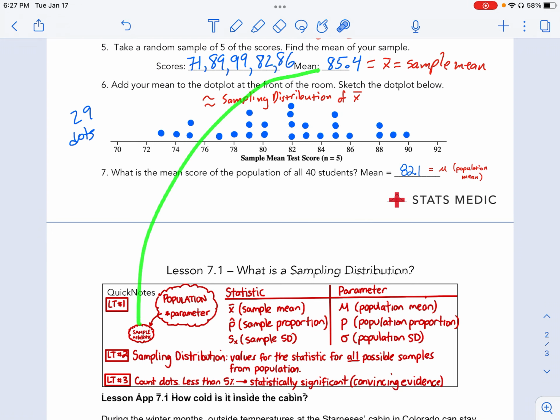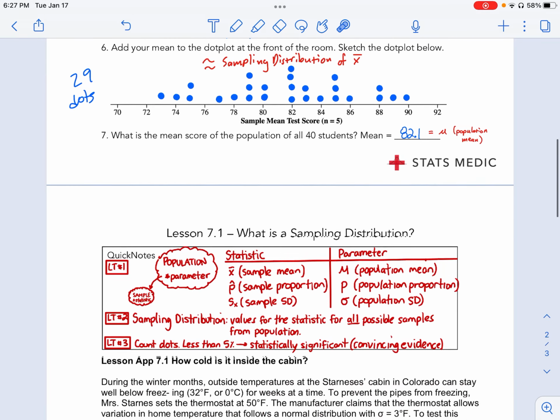So this 85.4 came from a sample, so it's a statistic. The statistic is trying to describe the population. So there's statistics over here, which are x bar, p with a little caret, we call that p hat, and standard deviation of the sample. As opposed to parameters, we have mu, which is the population mean, p, which is the population proportion, and sigma, which is the population standard deviation.